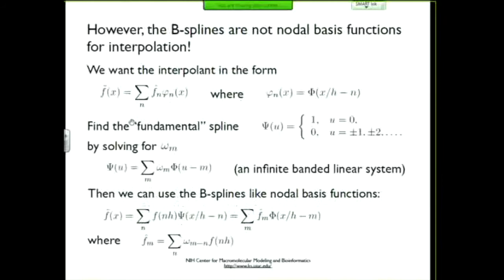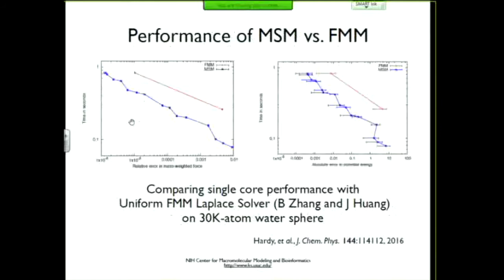Okay, so I'm not really going to talk about the B-spline issues, but I'll end on this performance comparison of multi-level summation with a fast multipole method. The idea here is I'm calculating time in seconds versus the relative error in mass-weighted force. The blue stuff here is MSM, and everything this way in the graph is better.